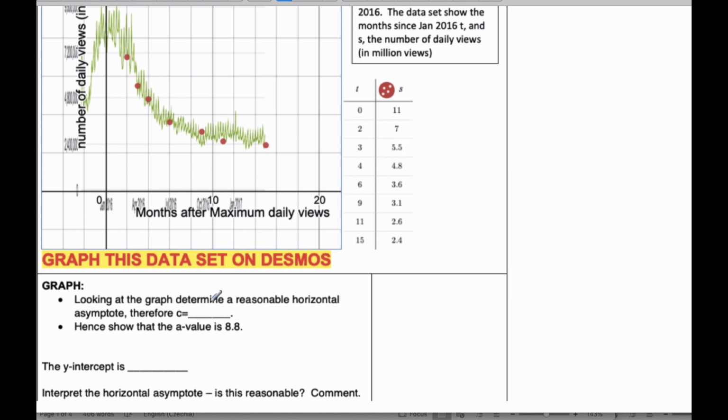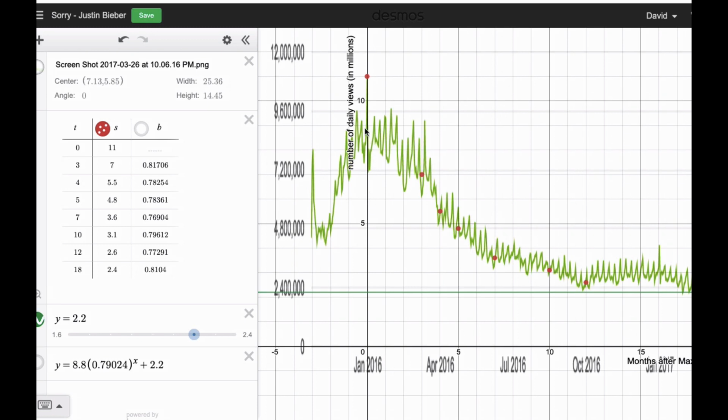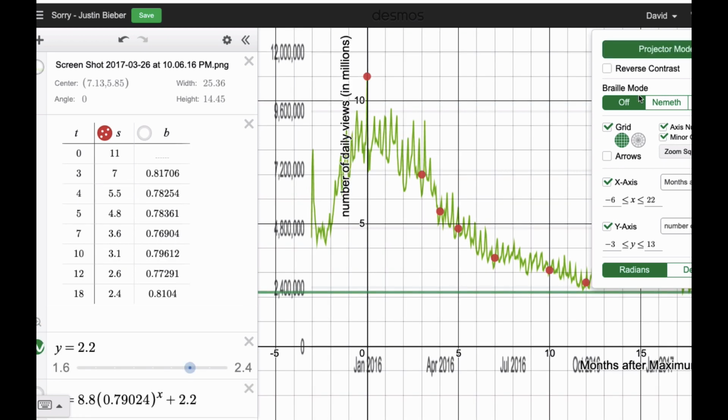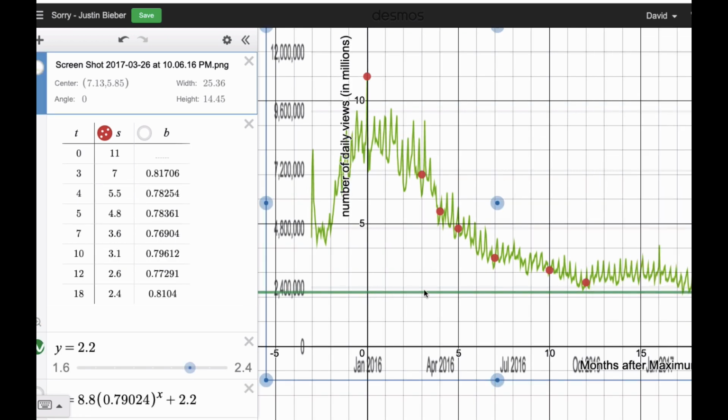Looking at the graph, determine a reasonable horizontal asymptote. When you look at the graph, it does look like it's tapering off. I'm going to switch windows here. We have to find what we think is the horizontal asymptote, which is a line that goes across this way. Let me make it a little bit bigger and bolder. Okay, so here's our horizontal asymptote.